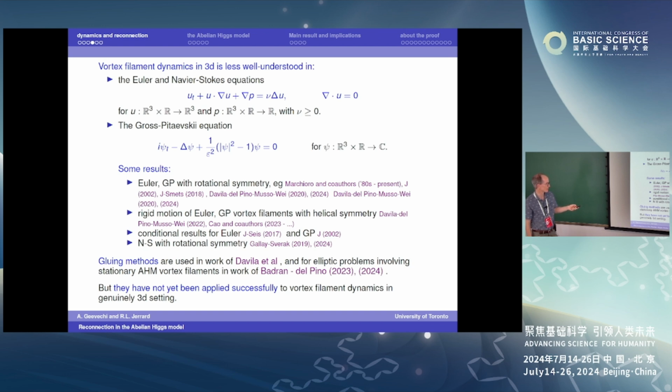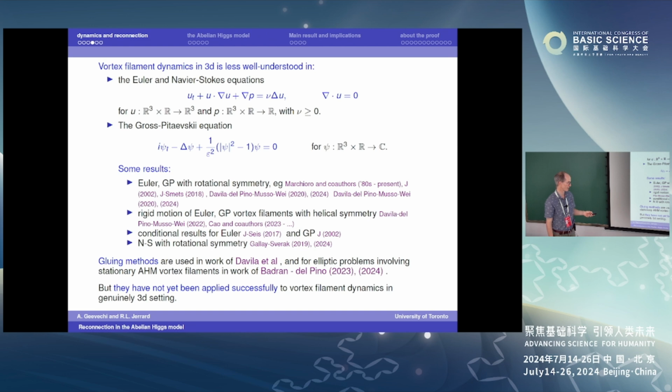So here are some of the results. Essentially, results are known for rotational symmetry, in which case the dynamics is just a rigid motion of circles, or there are more recent results by Davila, Del Pino, and Musso on what's called leapfrogging of vortex filaments. These are very deep, penetrating results. There are similar results by Marchioro and co-authors, preprinted within the last 6 months, I believe. Similarly, there are results on rigid motion of Euler and Gross-Pitaevskii vortex filaments with helical symmetry. If you start with the helix, this corresponds to a translating solution of the conjectured limiting law of motion. These authors have constructed solutions of these equations which exhibit this kind of behavior.